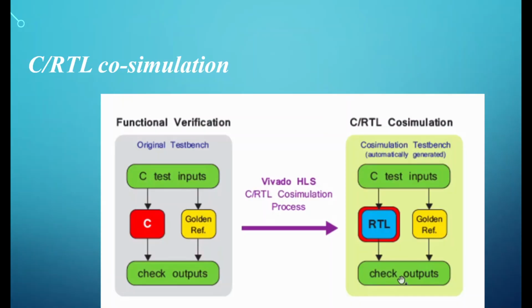The next step is to run C/RTL co-simulation. C/RTL co-simulation is a verification method that runs a C or C++ reference model alongside the synthesized RTL design to compare their outputs cycle by cycle or test by test. It actually ensures the hardware generated from high-level code behaves exactly the same as the original software model.